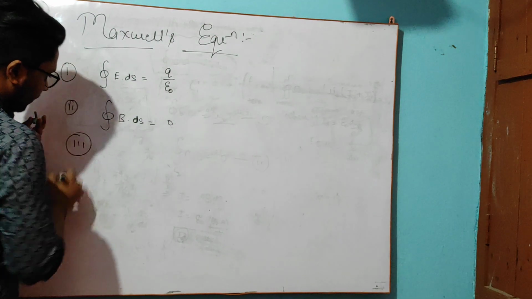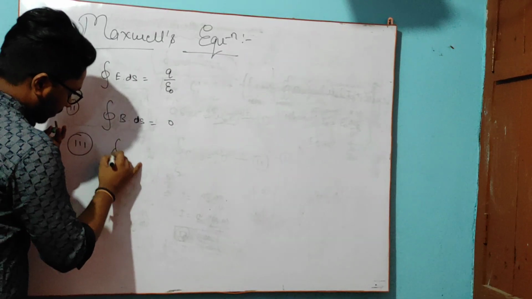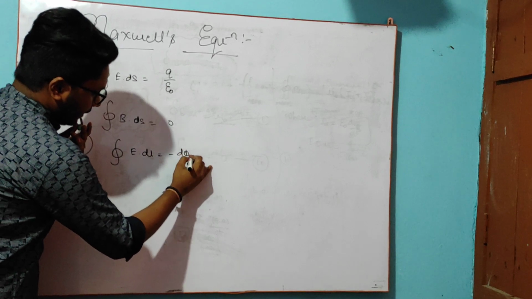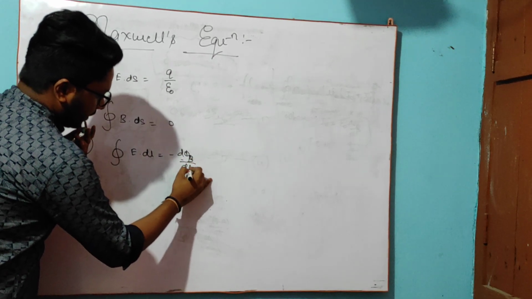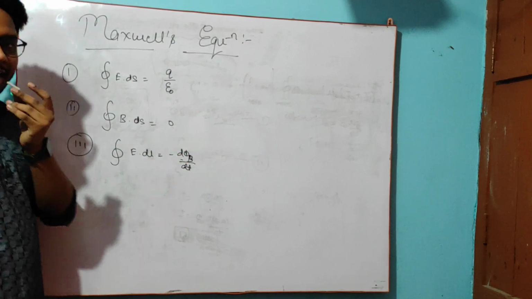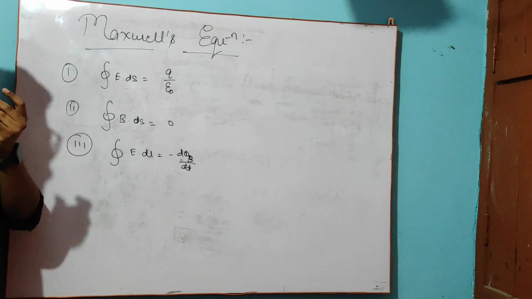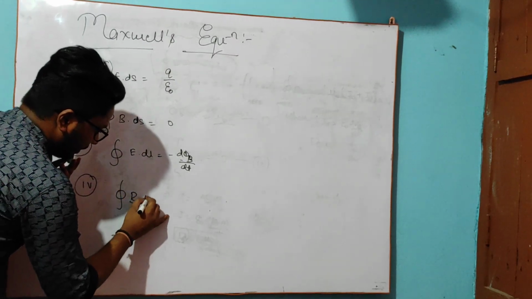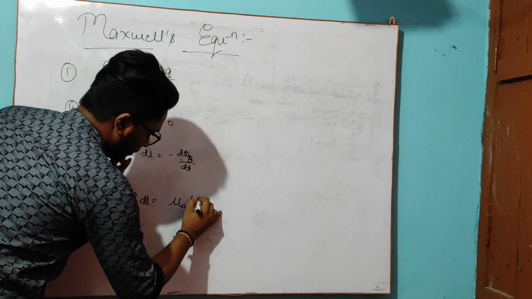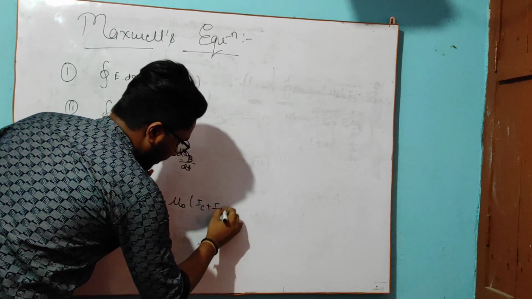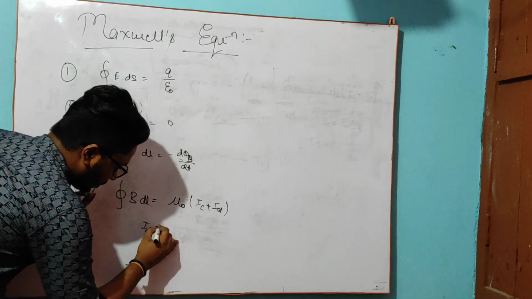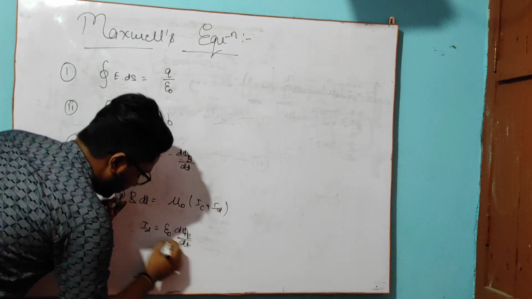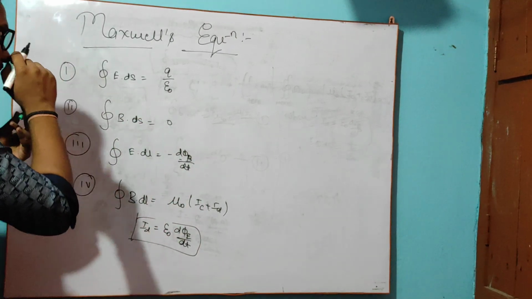Third one is what? The closed line integral of E dot dl is equal to minus d phi B upon dt, which shows that a change in magnetic flux produces an electric field, that is the induced field. And the fourth one is the modified Ampere's circuital law: the closed line integral of B dot dl is equal to mu naught times (IC plus ID), where ID is epsilon naught d phi E upon dt. So these are Maxwell's equations.